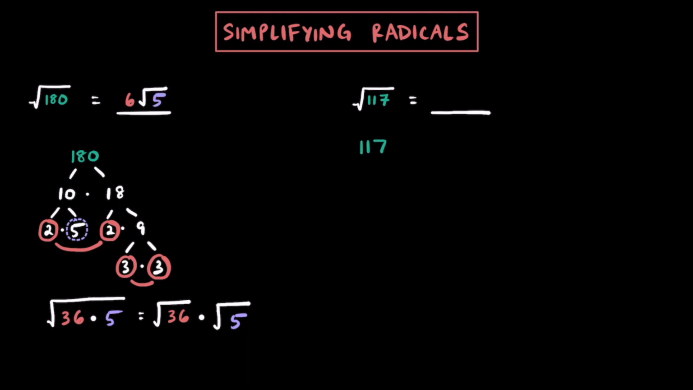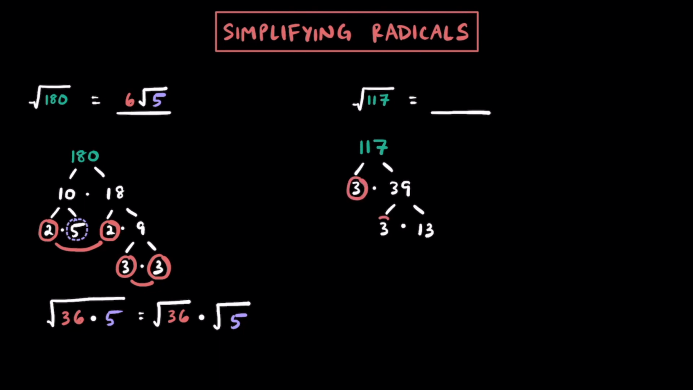While 117 looks prime, remember your divisibility rules: when you add up the digits of a number, if that sum is divisible by 3 or 9, then the whole number is divisible by 3 or 9. So 1 plus 1 plus 7 is equal to 9, so we know it's divisible by 3.